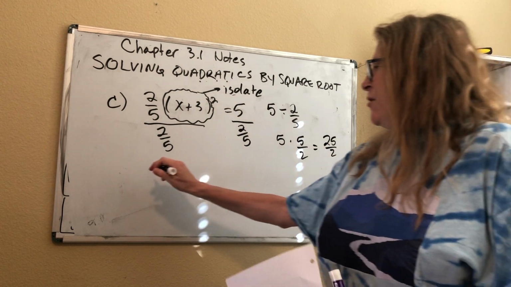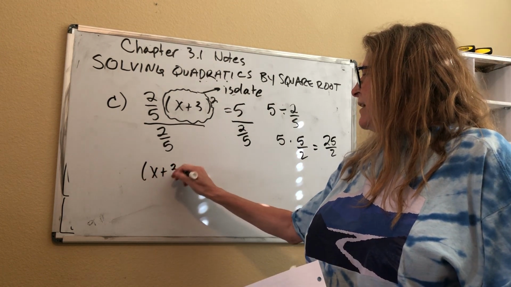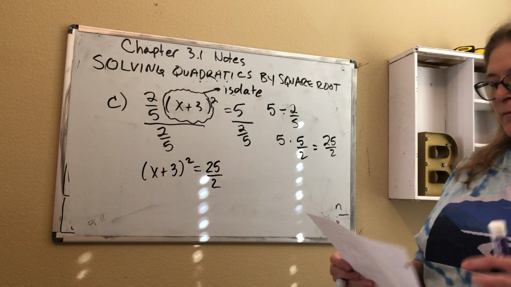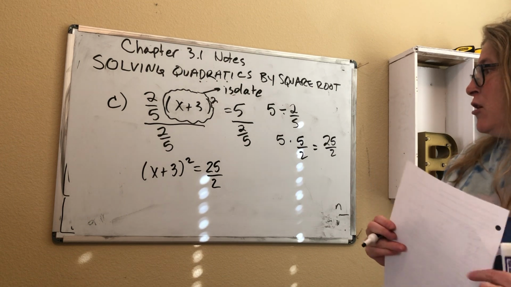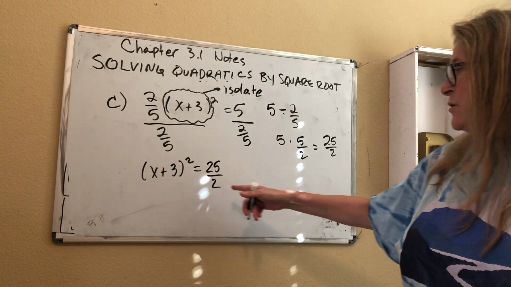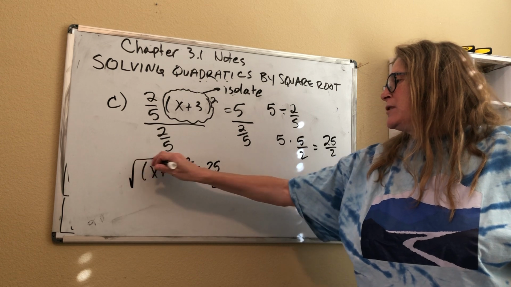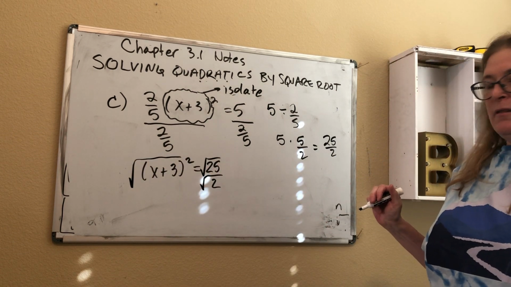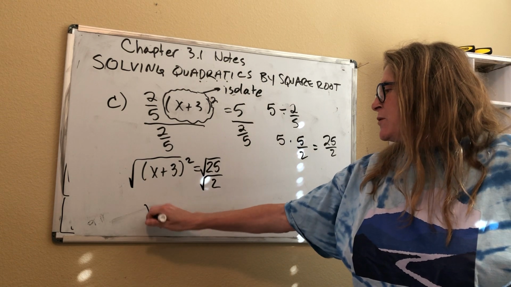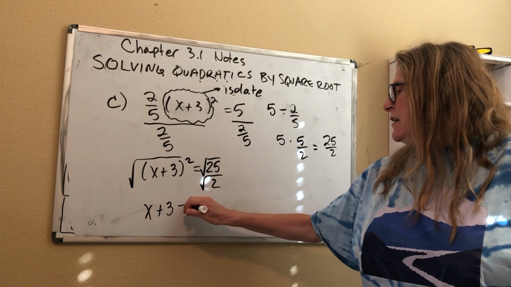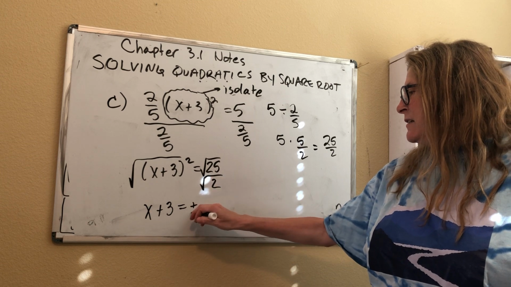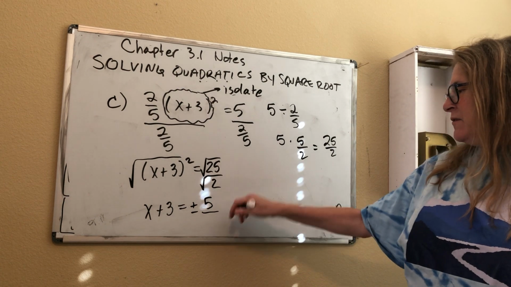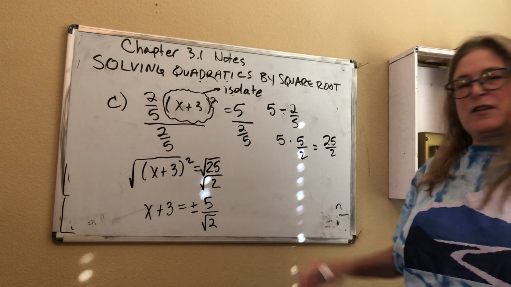So what I've got now is x plus 3 squared equals 25 over 2. Okay guys, so I've now isolated the squared term, so what I have to do is square root both sides. And by that, I'm going to square root everything. And if I square root x plus 3 squared, I'm left with x plus 3. And remember the plus or minus here. The square root of 25 is 5. And the square root of 2, that is not a perfect square.